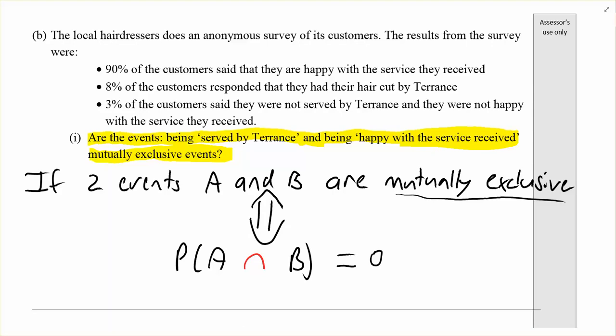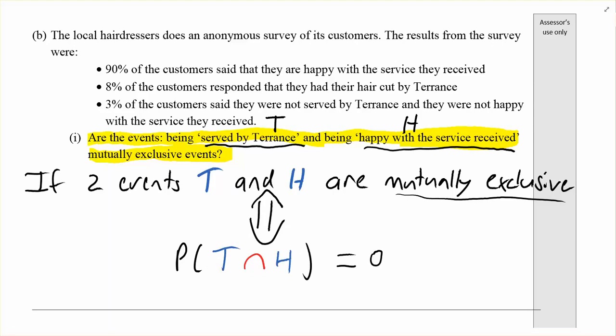So let's apply that to the situation. The events here are being served by Terence and the customer being happy with the service. I'm going to call being served by Terence T, and happy with the service H. So what we're testing for here is whether the probability of both T and H happening is 0. So how should we represent the information from this question? When we are doing that with probability, the first one to consider is a two-way table, because usually that's easiest. So go with a two-way table if you can.